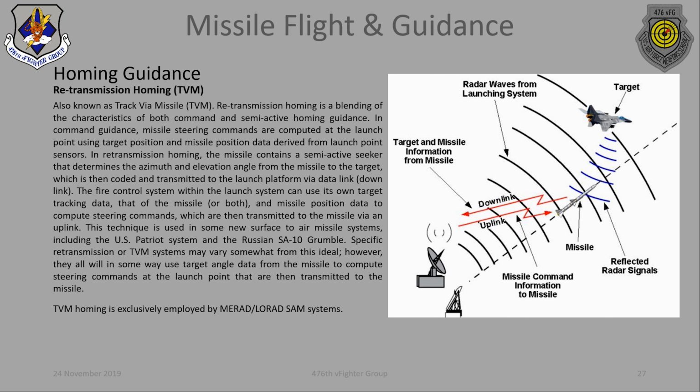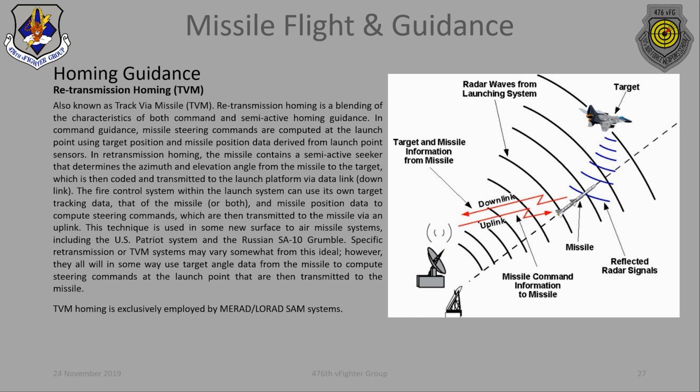The most mystical one is TBM, track by missile or retransmission homing. This is essentially a blend of command line of sight and semi-active. Now, what it basically does is, as with semi-active, the tracking radar sends out a radar signal into the ether, bounces off the target, and the skin return heads out backwards. Rather than the target tracking radar picking up that skin return, the missile itself picks up that skin return.